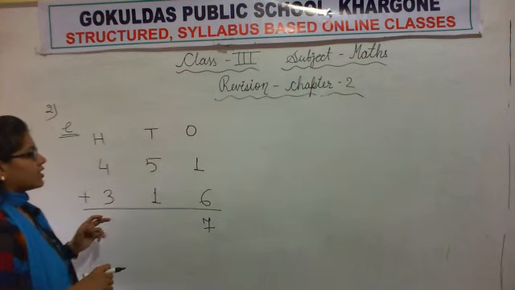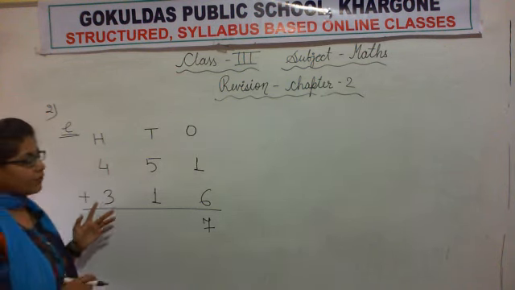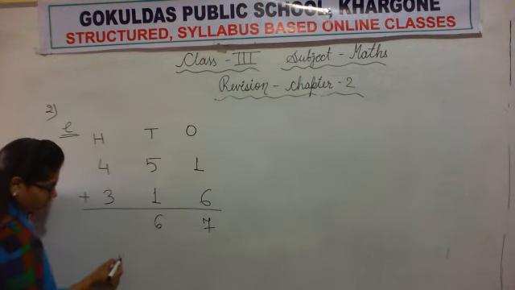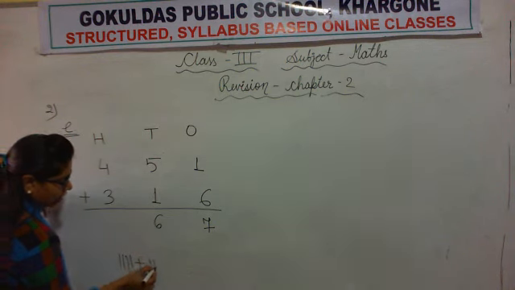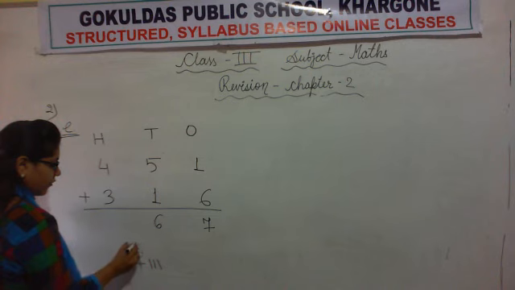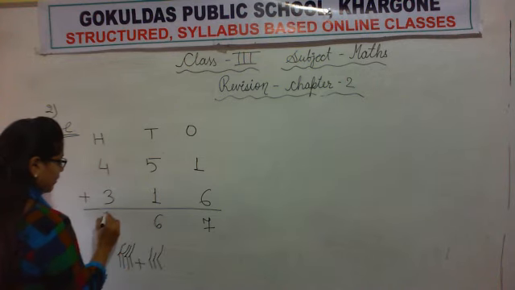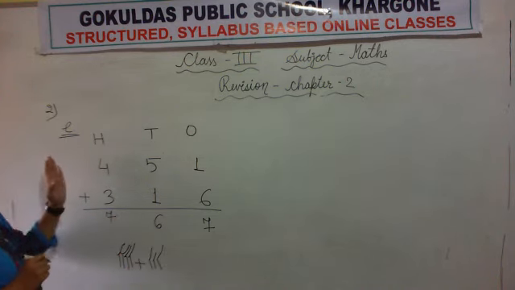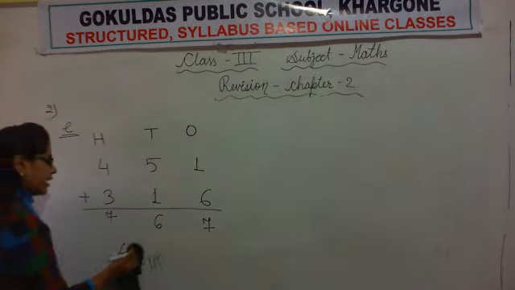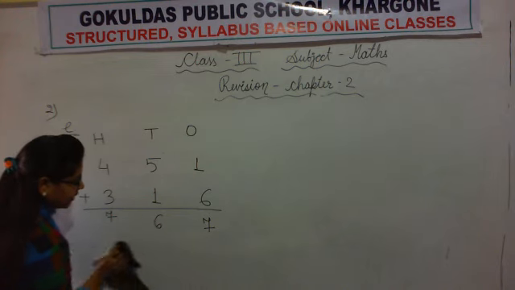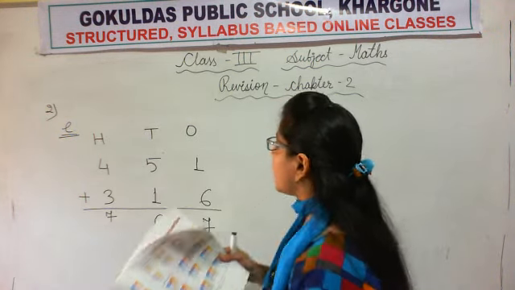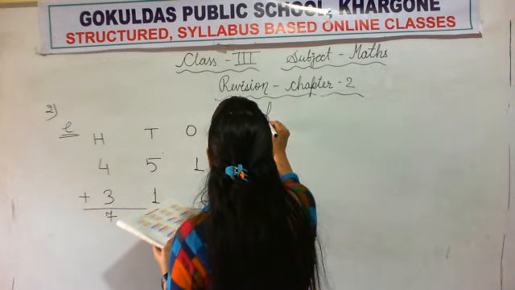5 plus 1, successor property. What is the successor of 5? 6. So we will write 6. Then 4 and 3. So we will draw 4 sticks and we will draw 3 sticks. Now let's count how many sticks. 1, 2, 3, 4, 5, 6, 7 sticks. So we will write the number 7. 451 is the first addend, 316 is the second addend, and the sum is 767. Now part F, the last part of the same question, which is question number 2.